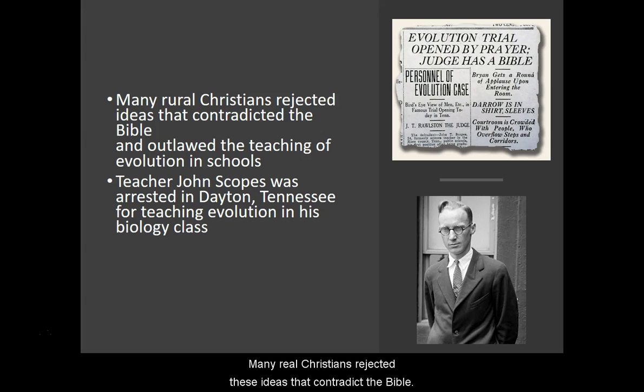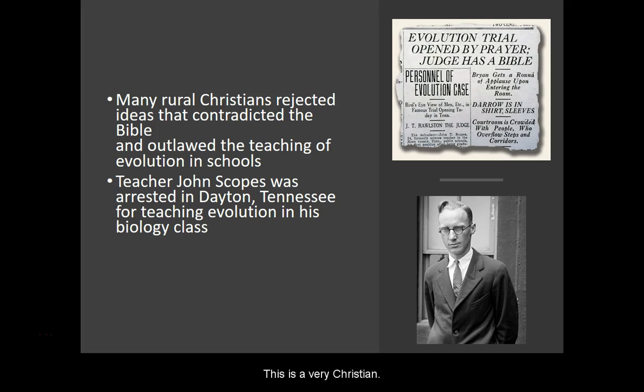Many rural Christians rejected these ideas that contradict the Bible. One issue in particular was a teacher named John Scopes, and he's in Dayton, Tennessee, and he starts teaching the theory of evolution to his biology class. The theory of evolution was written by Charles Darwin. Basically, the premise of what these people take from it is that humans evolved from monkeys. Because the theory of evolution is we all evolve from something different. We evolve, we change, we grow.